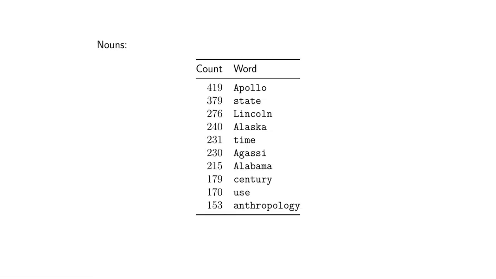If we just look at the nouns for this data set, then you end up with this little table: Apollo, state, Lincoln, Alaska, time. Okay, and you can see that these words actually occur, like 419 times, compared to determiners like the, and it's actually a very small number. Okay, and you can also see that I probably used the first file in the Wikipedia scrape because all these things start with A. So it's probably like early on in the data that I looked at.